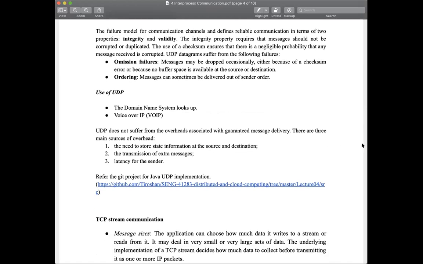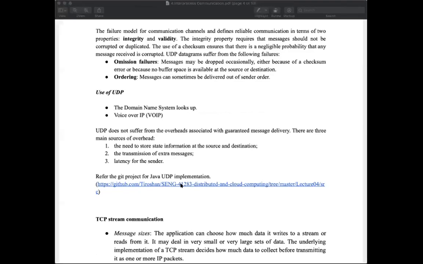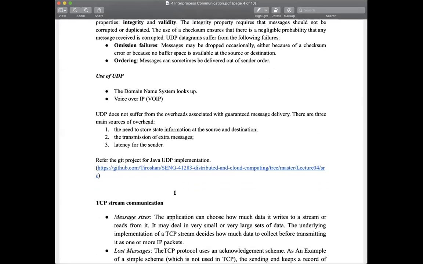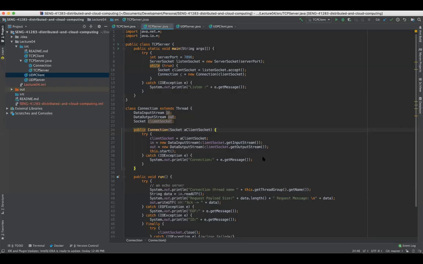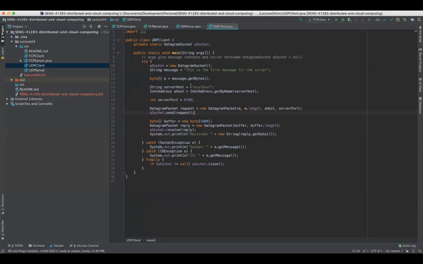So here I have referred a UDP implementation. You can look at that Git repository, under lecture 4. I have created a sample UDP implementation in Java. So this is a UDP client. In Java itself, it provides the same interface, the datagram concept.